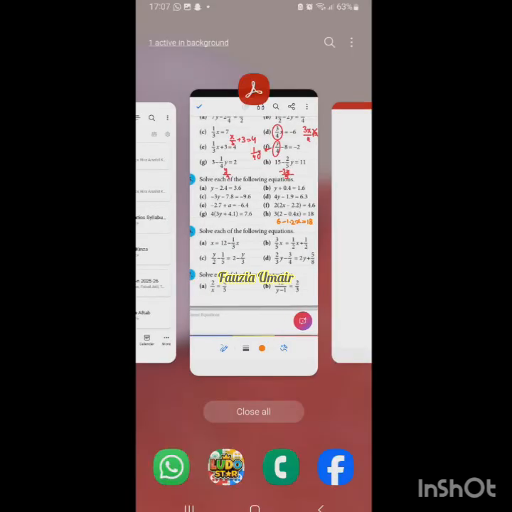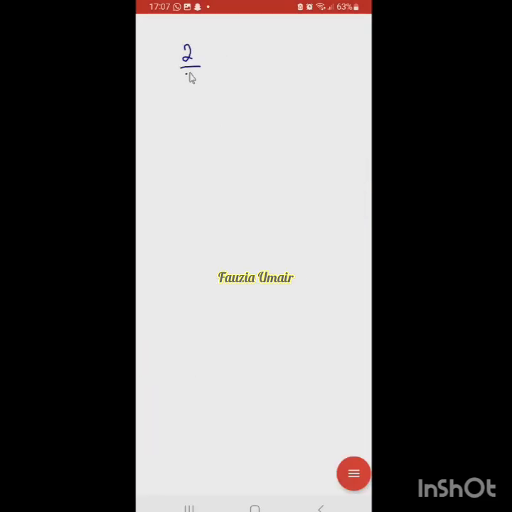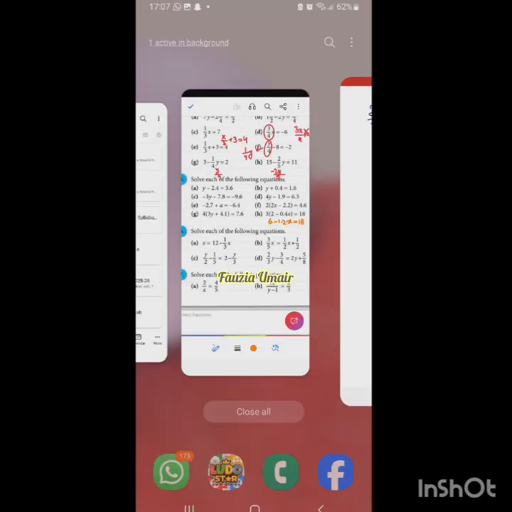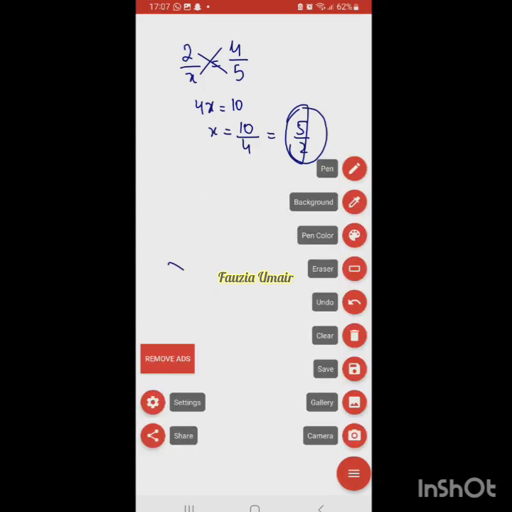So we just have to cross multiply. This is 2 by x is equal to 4 by 5. Very easy. So we can write it down: 2 by x is equal to 4 by 5. Because there is only one term on both sides, we will just cross multiply. 4x is equal to 10 and x is equal to 10 by 4. 10 by 4 simplified is 5 by 2, right? So this is the answer. Simple as that.